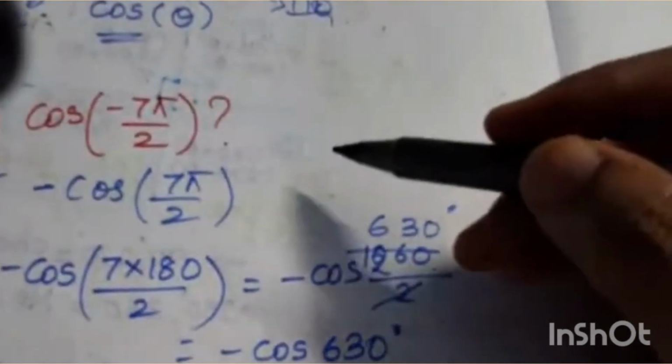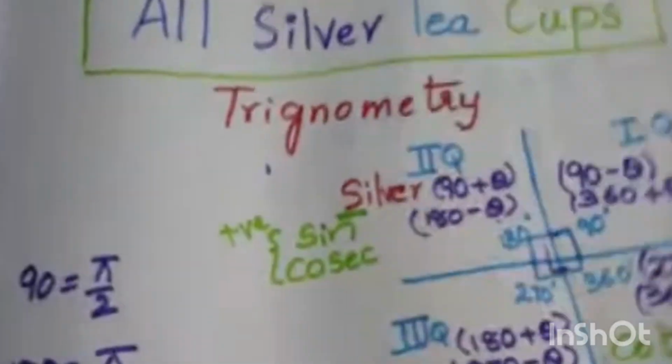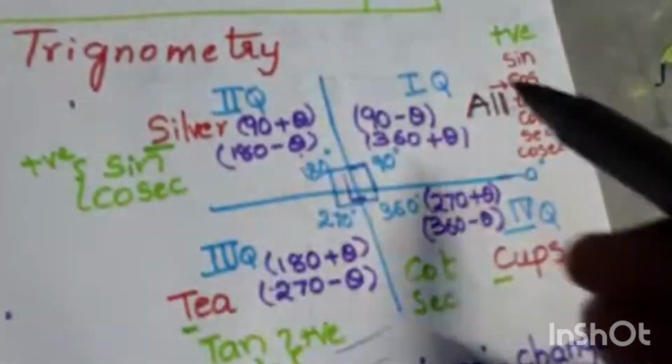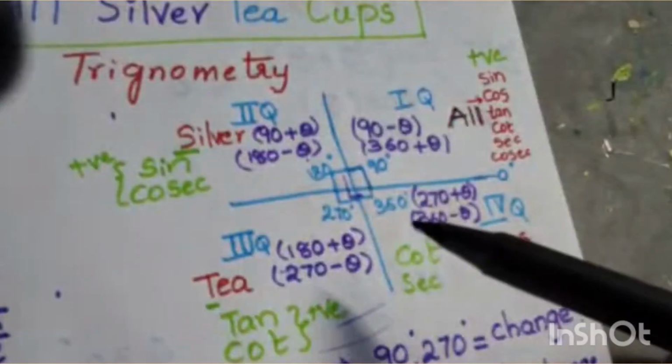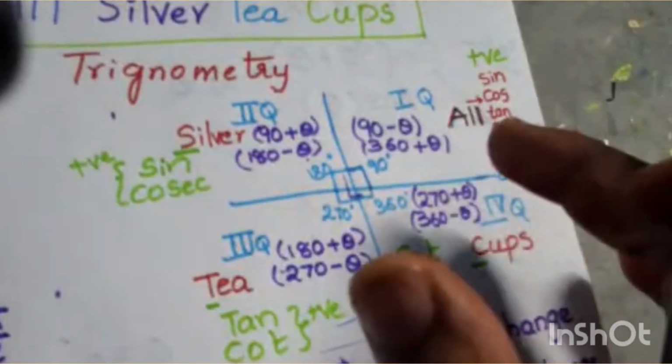Like this we have to solve trigonometric problems, children. If you understand this table, it is simple, and you can do every problem in trigonometry very easily.